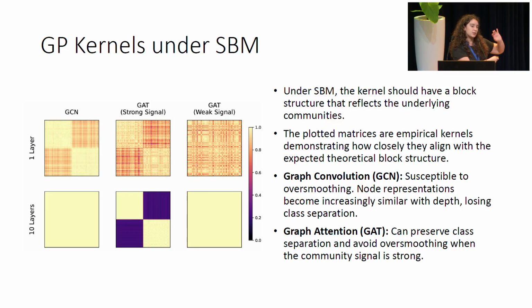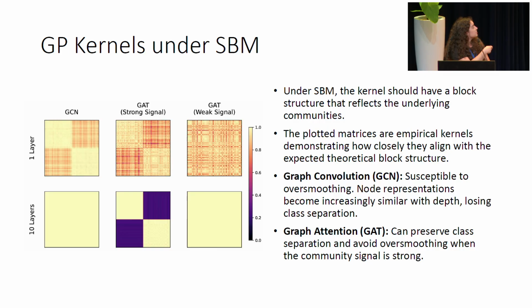It means either you have a really homophilic graph, where P is clearly bigger than Q, or the other way around, you have a really heterophilic graph. If they're close to each other, it means you don't have this clear community distinction. And if the signal is strong, even if we go to a large number of layers, we still see the block structure in the kernels. So GET can overcome oversmoothing under the condition of strong signal.